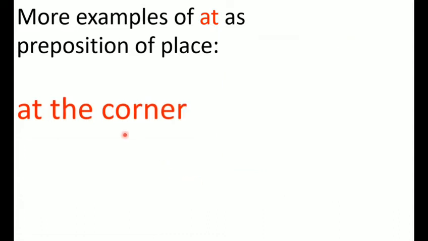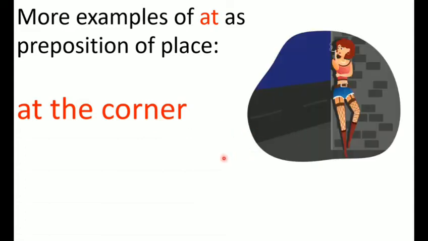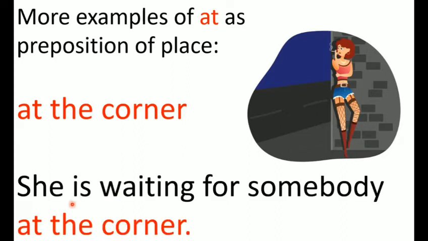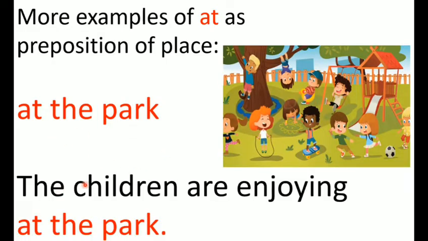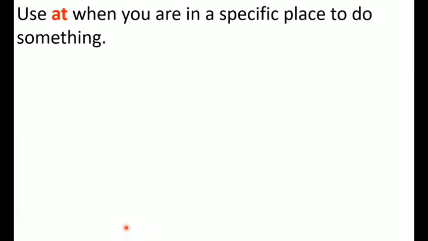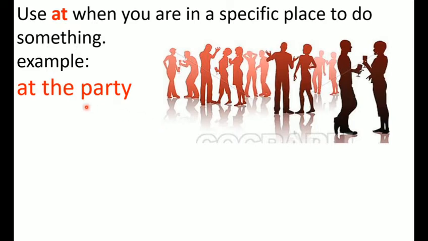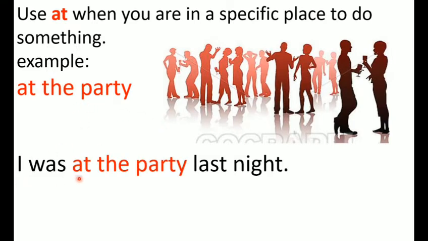Okay. Next, at the corner. Alright. Notice this lady here. She is at the corner. Example sentence, she is waiting for somebody at the corner. Next, at the park. Example sentence, the children are enjoying at the park. Next, at the party. Example sentence, I was at the party last night. Okay.